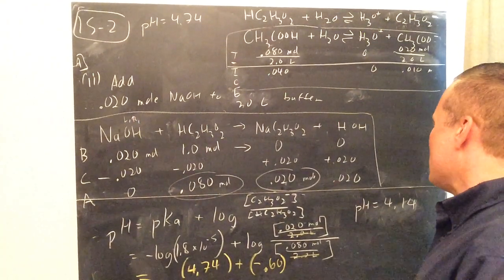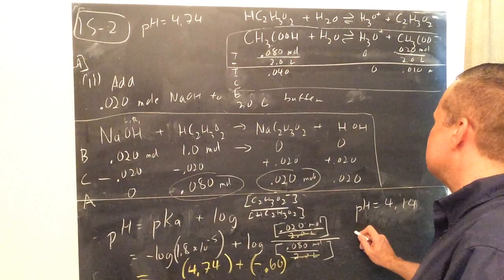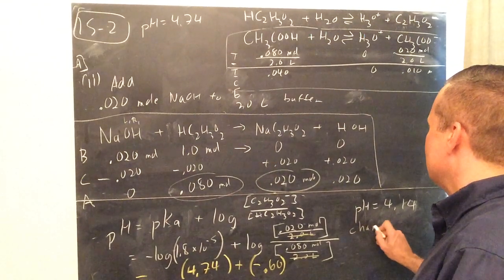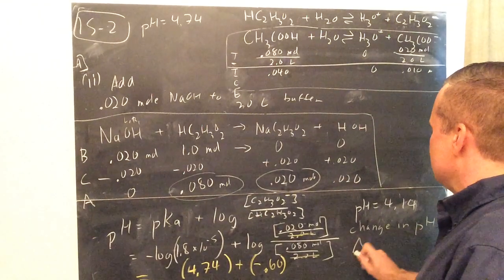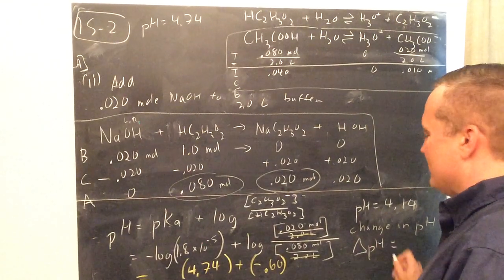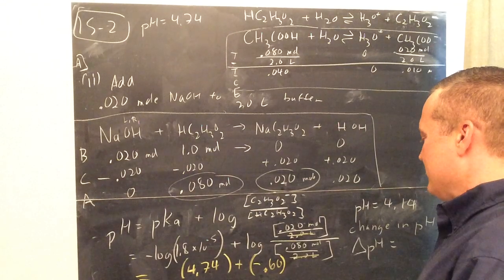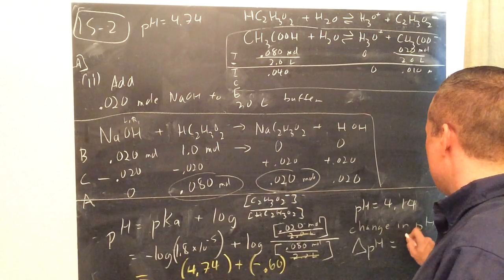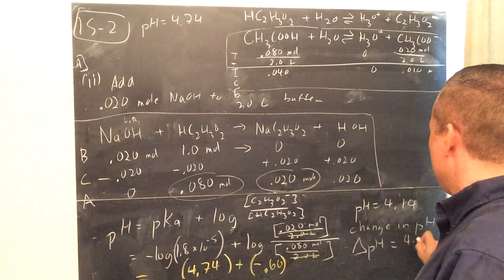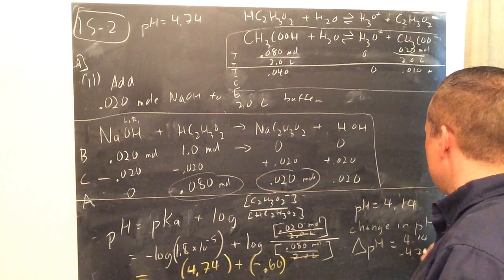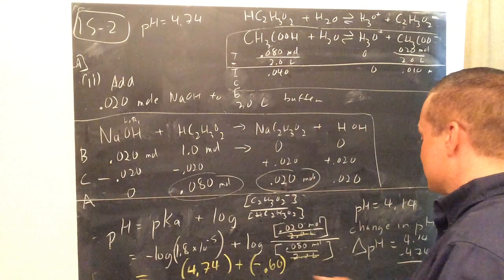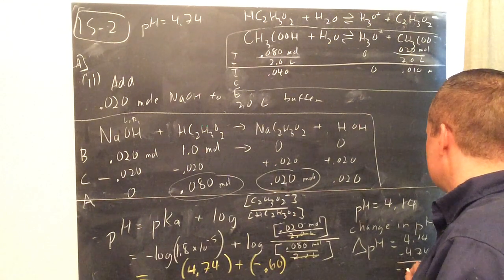Now, for whatever reason, this question said, what is the change in pH? The change in pH will be the final minus the initial pH. It ended at 4.14, and the initial was 4.74. So the change was actually what you saw there, -0.60.